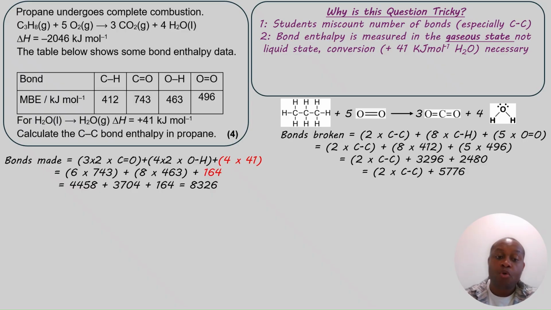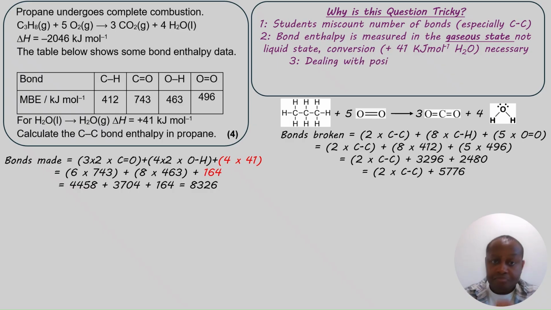This is why we add 4 times 41. The 41 is to convert each mole of liquid water into gaseous water. 4 times 41 is because we have 4 moles of liquid water there. Okay, so if we add up everything, we'll get 6 times 743, then 8 times 463, plus 164, and if we add that up, we will get 8,326. That is the value for bonds made.